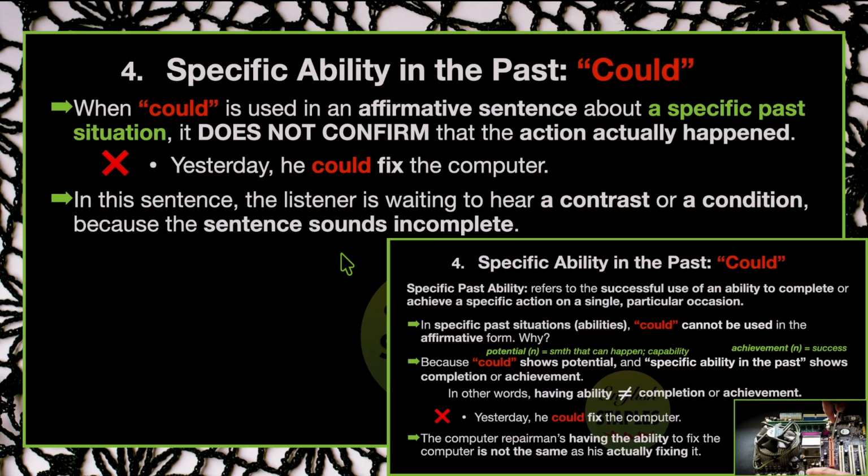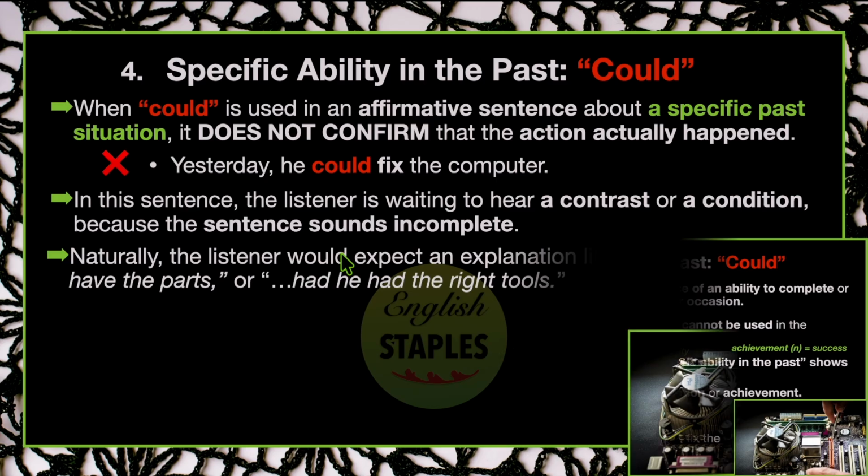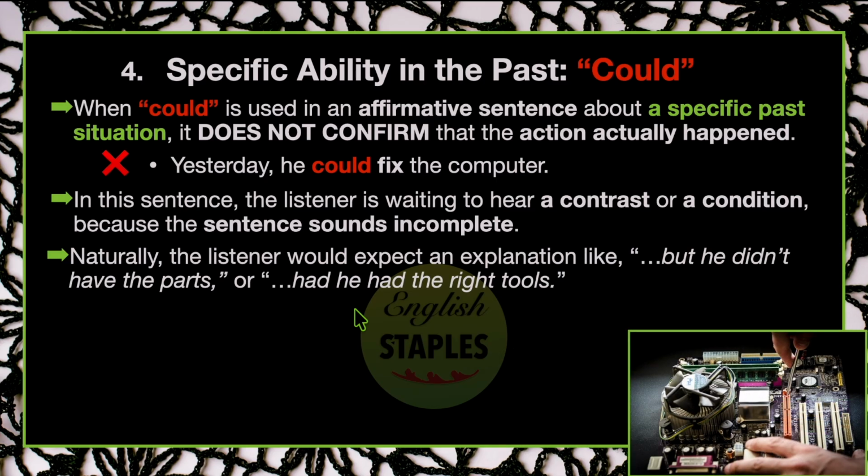Okay, so they're asking, you're expecting more information. Naturally, the listener could expect an explanation like, yesterday, he could fix the computer, but he didn't have the parts. Right? So that's like a contrast. This, but he didn't have the parts.